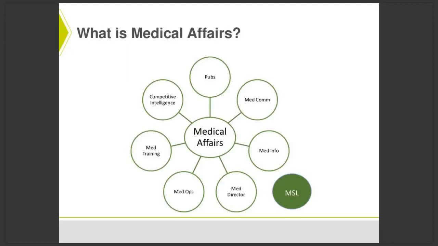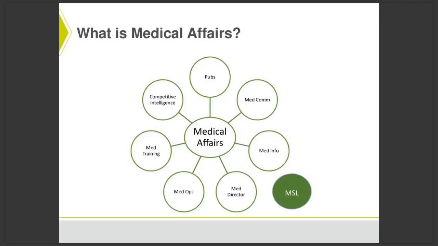So these terms in general are somewhat ubiquitous within the pharmaceutical industry, but different companies can, like I said before, have different organizational structures. So for example, at Sanofi Genzyme, medical communications and publications fall under the broader umbrella of scientific communications, or you may hear it called SciComm.